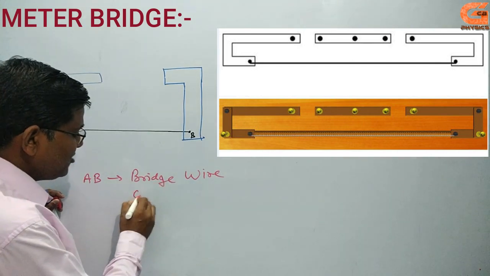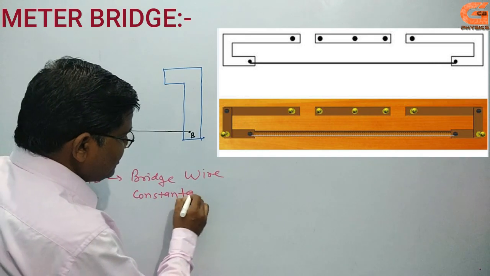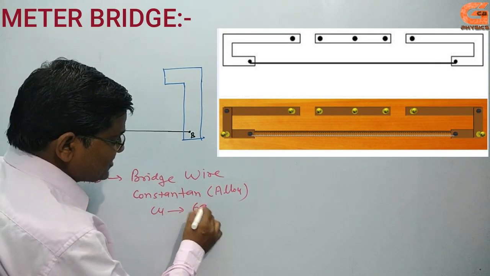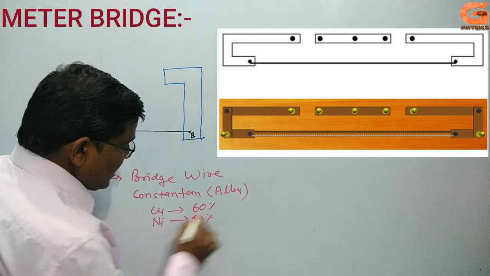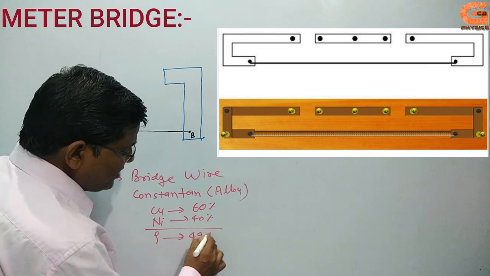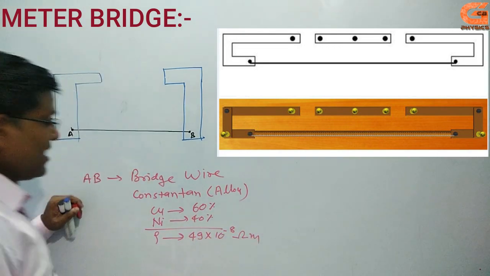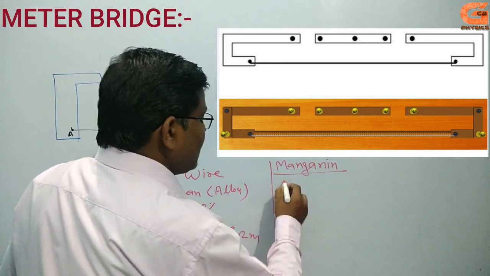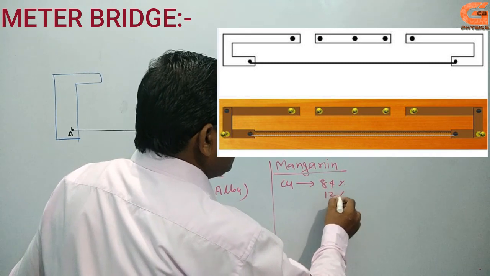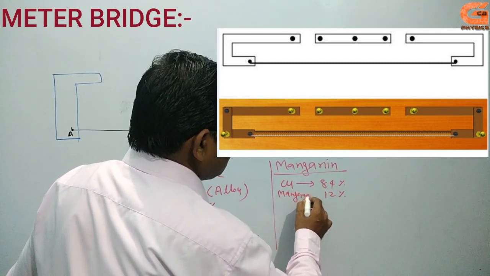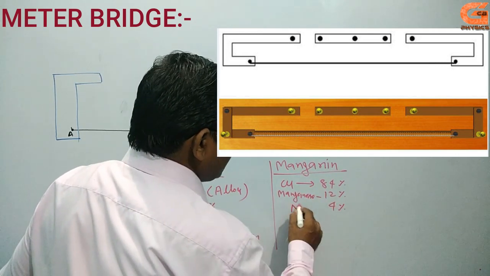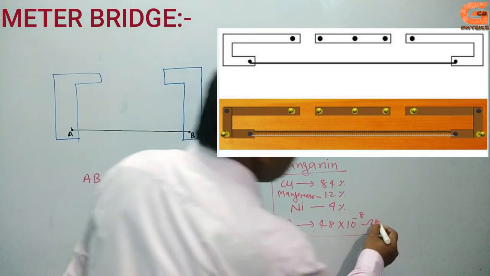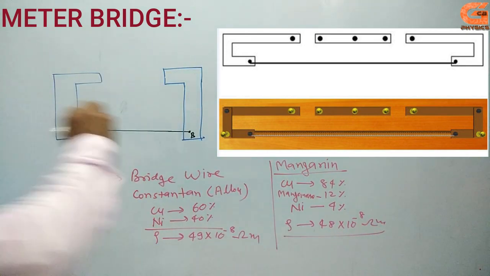It is generally made up of two materials. Constantan is an alloy of approximately 60% copper and 40% nickel, and the resistivity of this material is 49 into 10 to the power minus 8 ohm meter. The second material is manganin, also an alloy, made up of 84% copper, 12% manganese and 4% nickel. Its resistivity is 48 into 10 to the power minus 8 ohm meter. This is the meter bridge wire, and this is the copper strip.